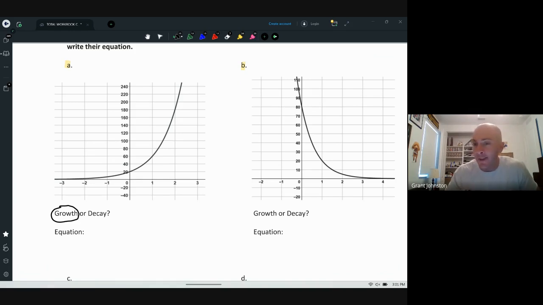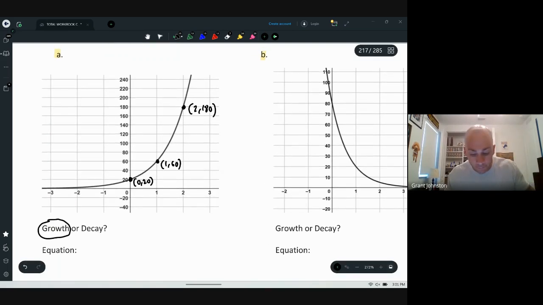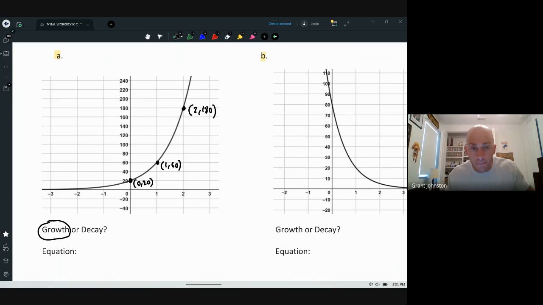And you can tell by some of the points anyways, right? Like at 0, it's at 20. At 1, it's at 60. At 2, it's at 180. So this to me clearly shows growth. Now let's write the equation.